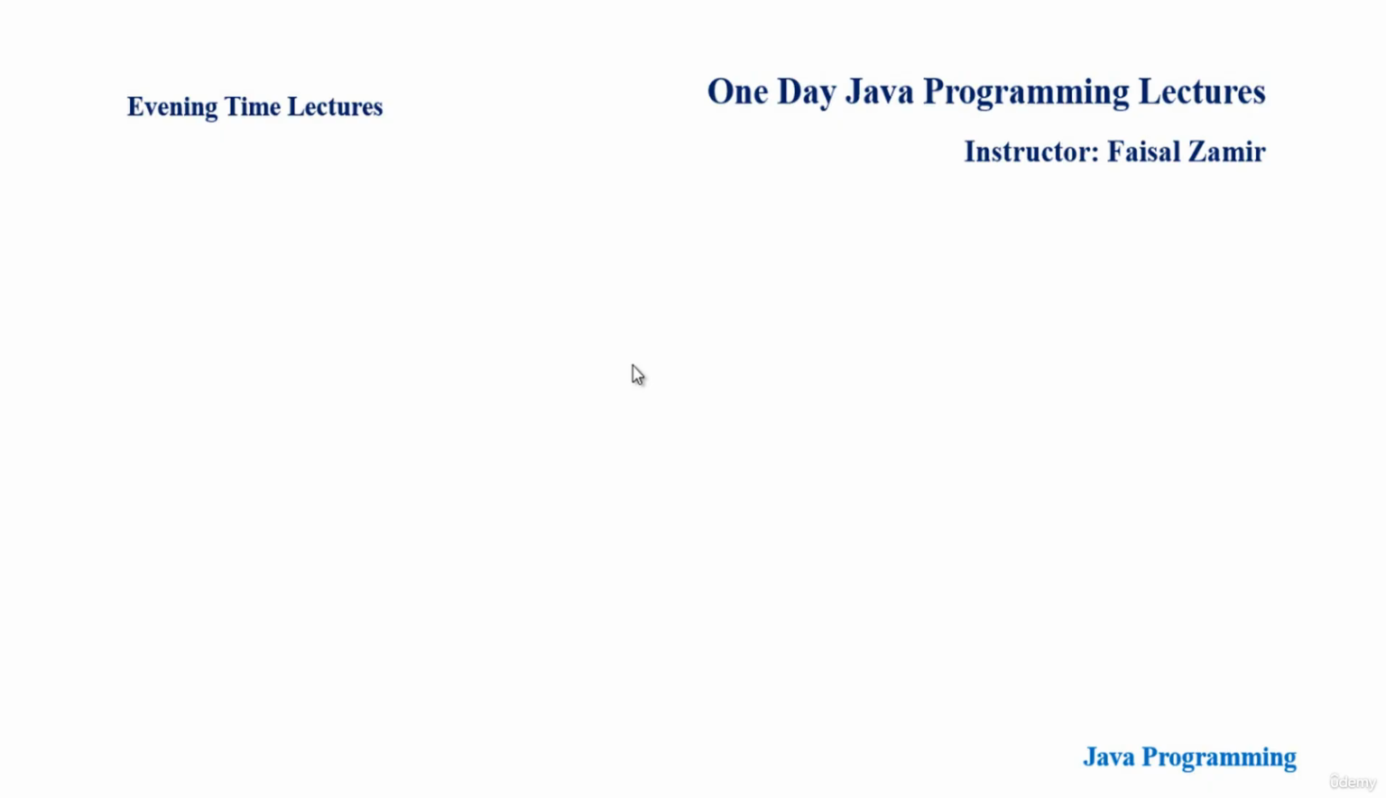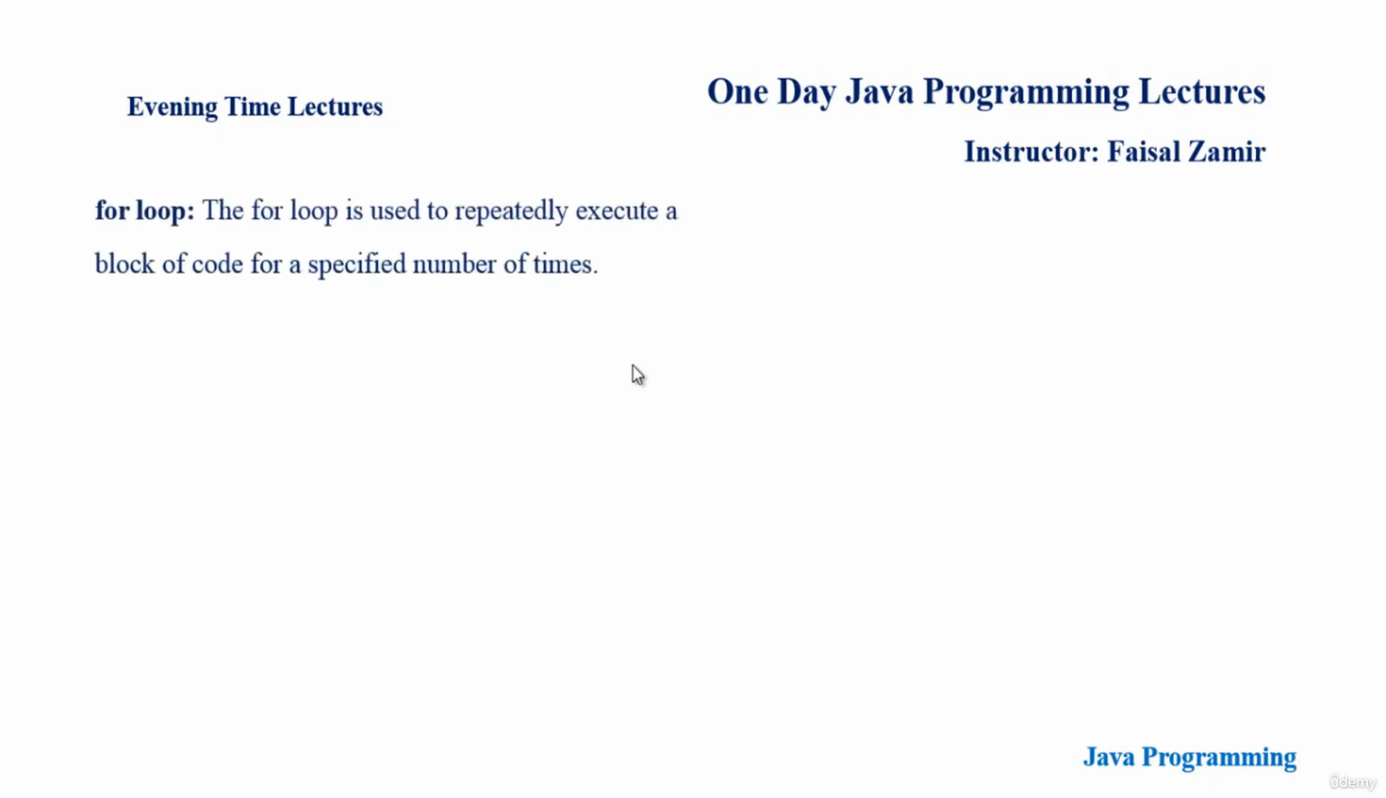Hi guys, in this video lecture we will learn about the for loop. The for loop is used to repeatedly execute a block of code for a specified number of times. So the for loop is also used to generate numbers, for example from 1 to 100, or 100 to 1, to get only even numbers, odd numbers, or your required numbers. You can generate numbers in different ways.